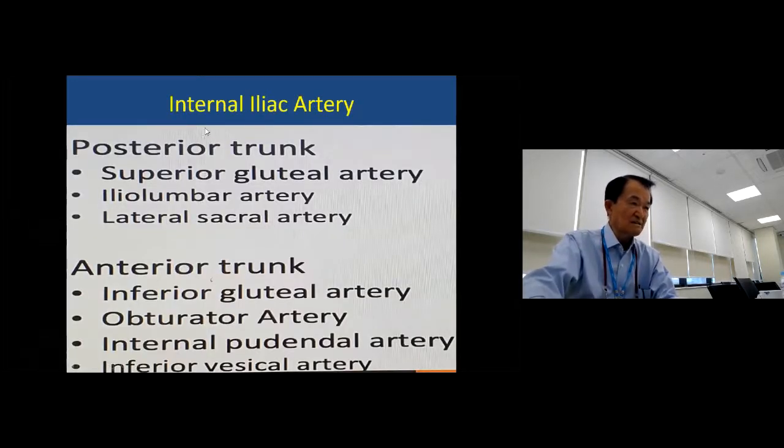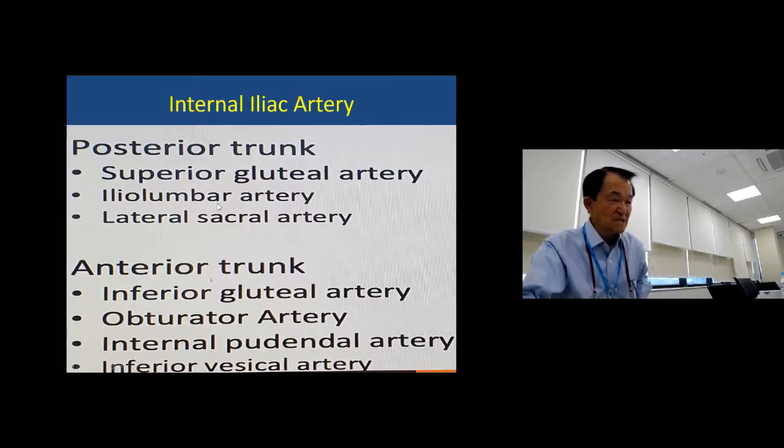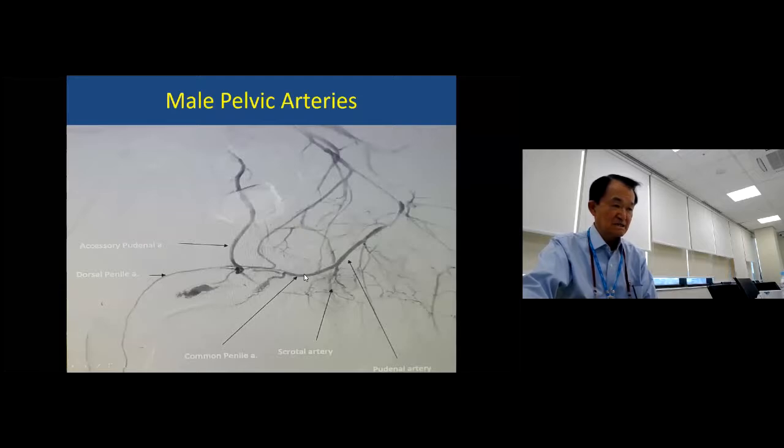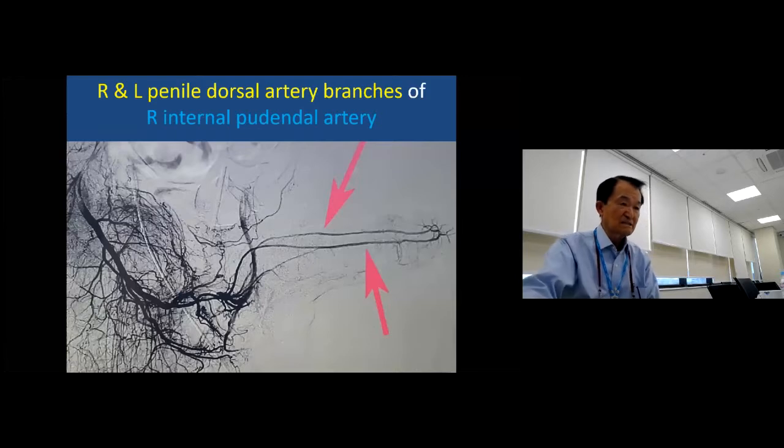And the internal iliac artery has a lot of branches: gluteal, iliolumbar, lateral sacral. The anterior trunk has the inferior gluteal, obturator, all this that goes into the pelvis. This goes into the buttock. And in the male pelvis, this whole thing, there's a pudendal vein, this is a pudendal artery, penile vein. And here, this is the penis, its branches. And a blockage here causes that kind of erectile dysfunction.